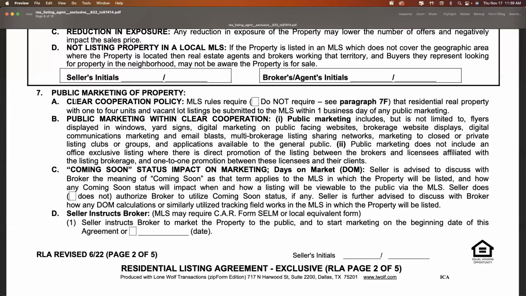So we talked about that. I can market it in here, under this roof, and the other agents that work here can tell their buyers about it. But they can't do cold calling, door knocking, put out flyers, put it on Facebook, put it on Instagram, put it on their website. It can't be anywhere.